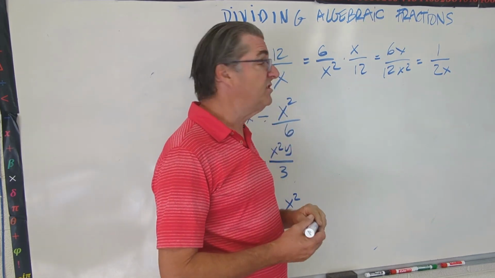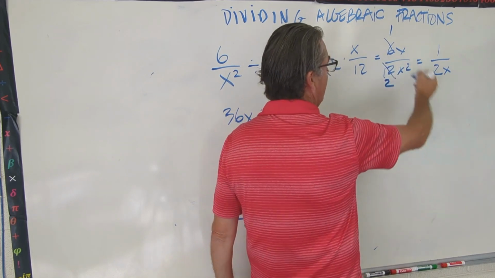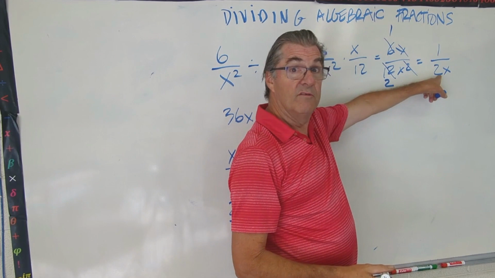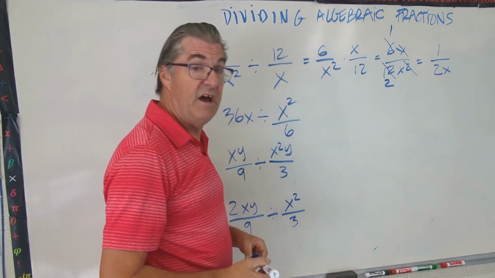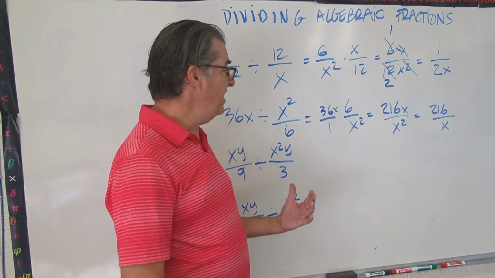I get 6x on the top and I get 12x squared on the bottom. Now my canceling becomes a little more important. My 12 and my 6 cancel to a 1 and a 2. And I can get rid of the squared on that and get rid of the x on that. So I have 1 over 2x. That one simplified down quite a bit. Now let's take a look at this one. Go ahead and give it a try. Let's see how you did.